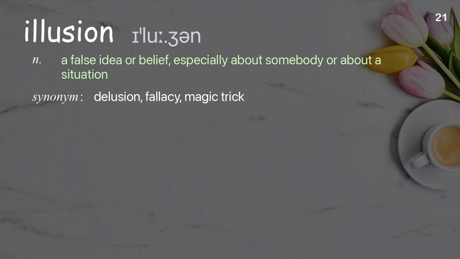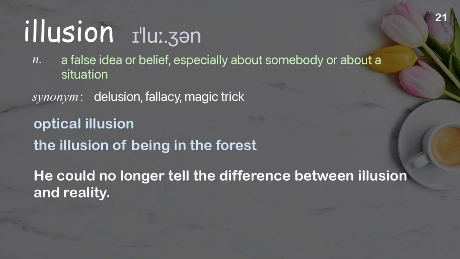Illusion. A false idea or belief, especially about somebody or about a situation. Examples. Optical illusion. Illusion of being in forest. He could no longer tell the difference between illusion and reality.